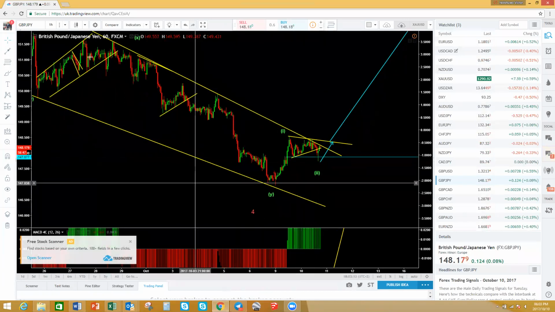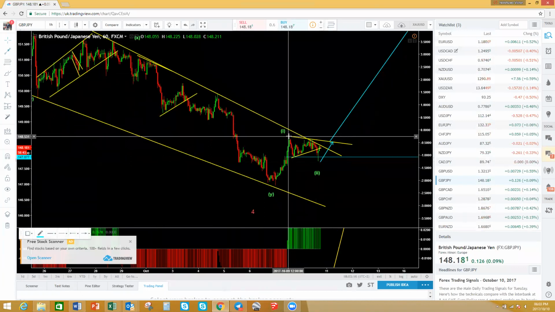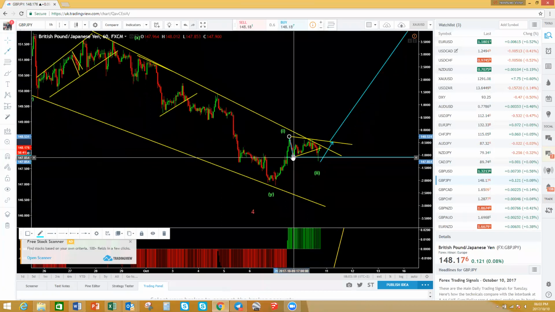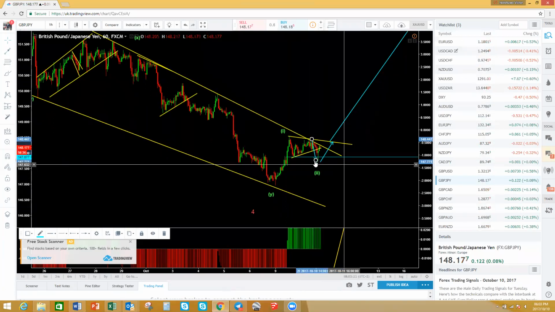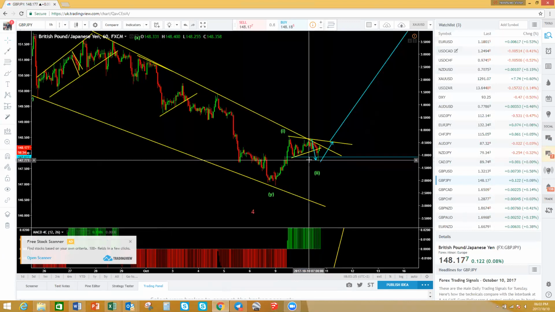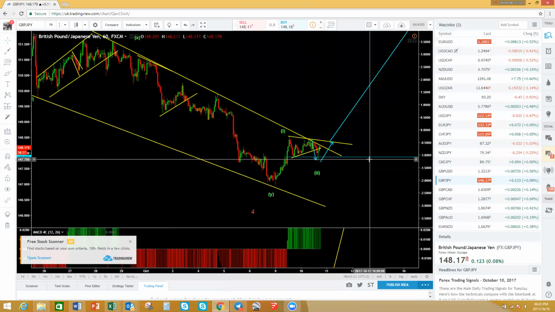Not a pip less, not a pip longer than the equal legs of this regular flat. And this is how powerful these patterns are. Look at that, right there. And then it reverses. Okay, and we're still keeping our longs on the pound pairs.